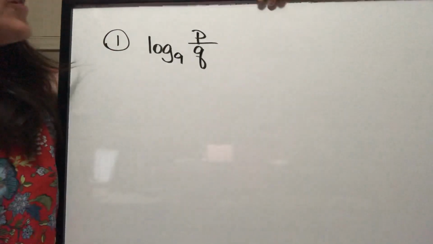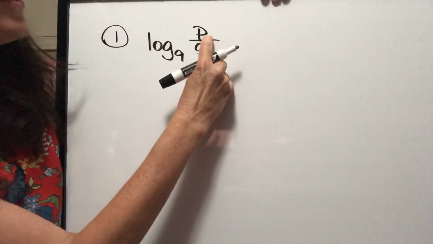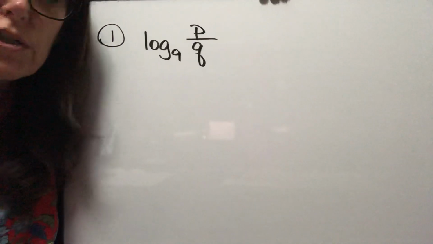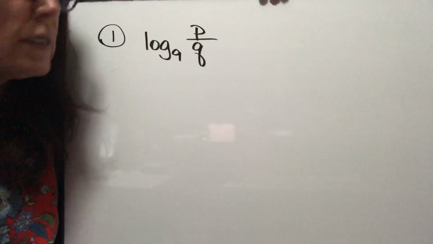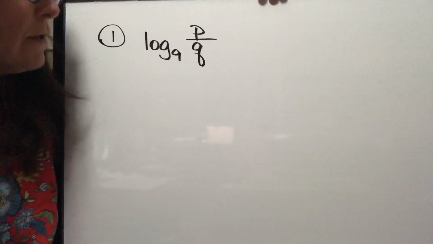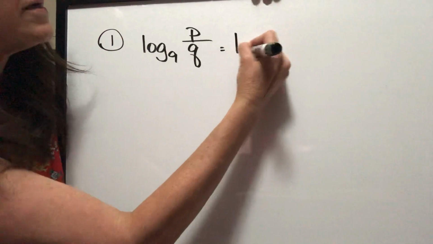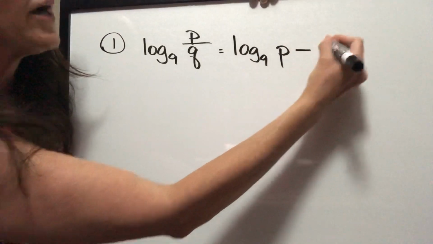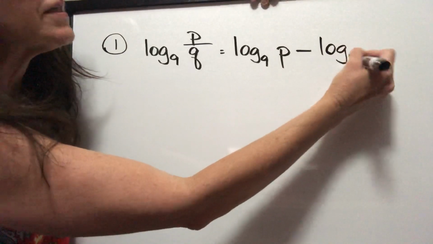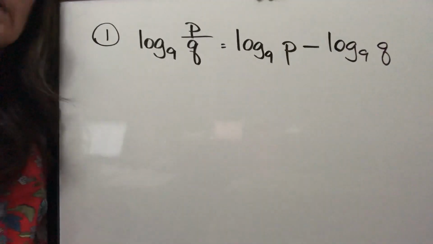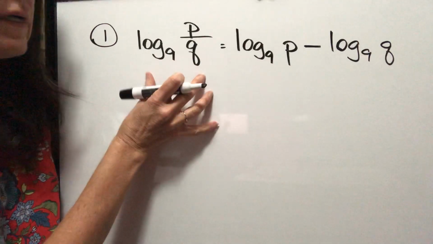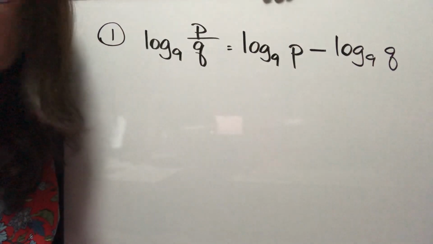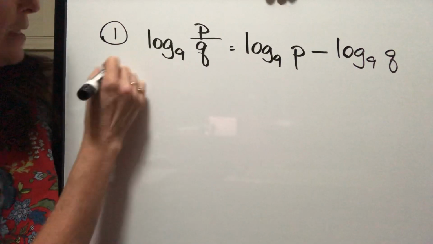So this is an easy one. You have a logarithm with a base of 9, and then you're just dividing these numbers p and q. So division means that would be the quotient property of logs. And if you look at your sheet, quotient means you subtract the logs. So you would write this as a logarithm with a base of 9 of p, and then subtraction, and then a log base 9 of q. And that's it. You're just taking a single log, changing it to more than one log, and that is called the quotient property of logs. So that's it for number 1, easy peasy.